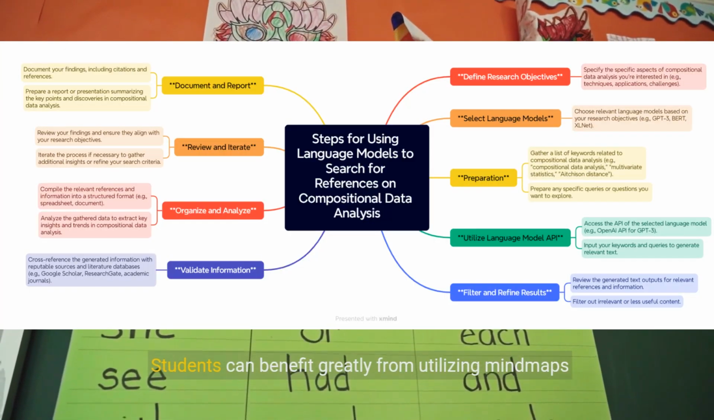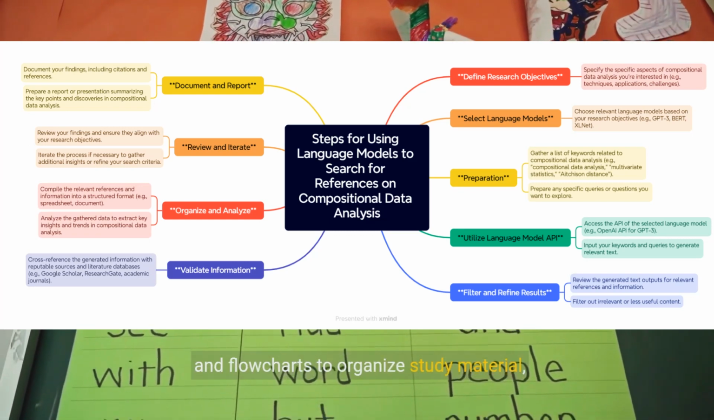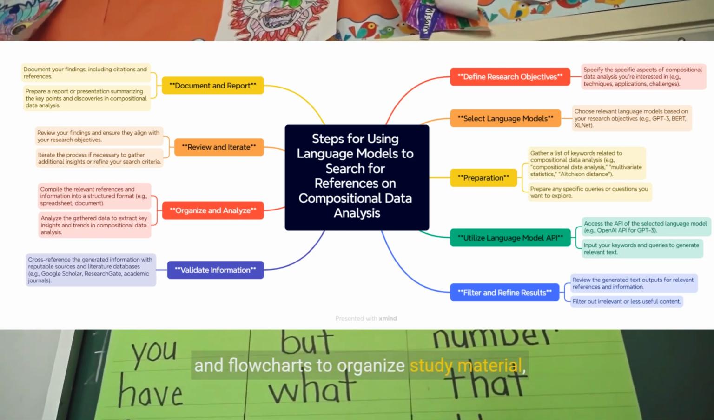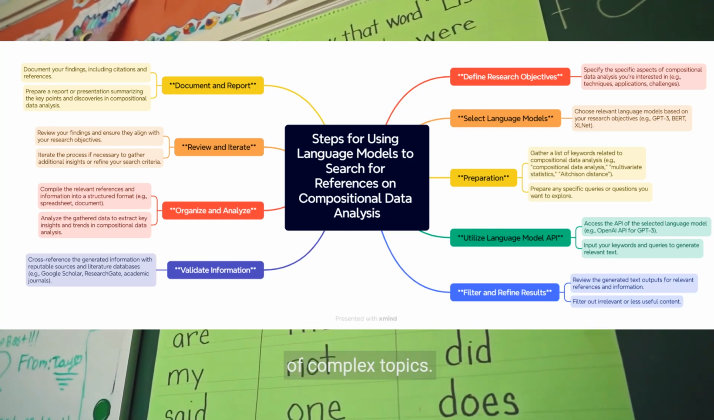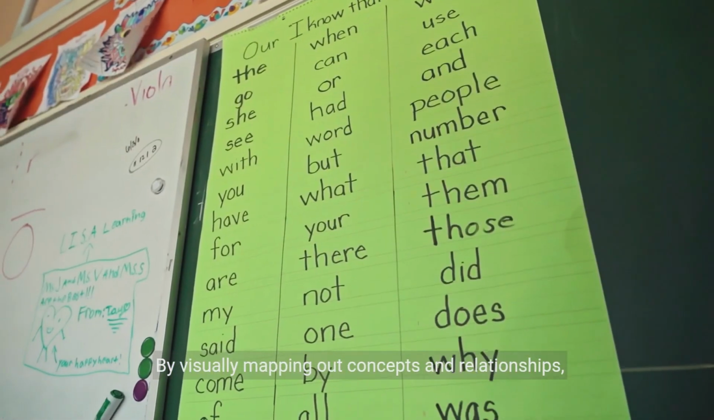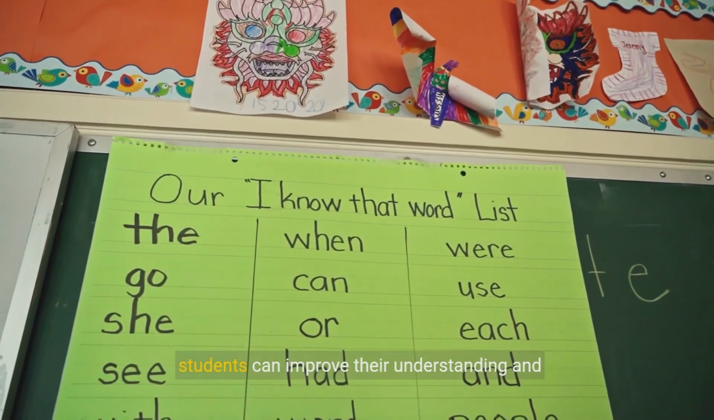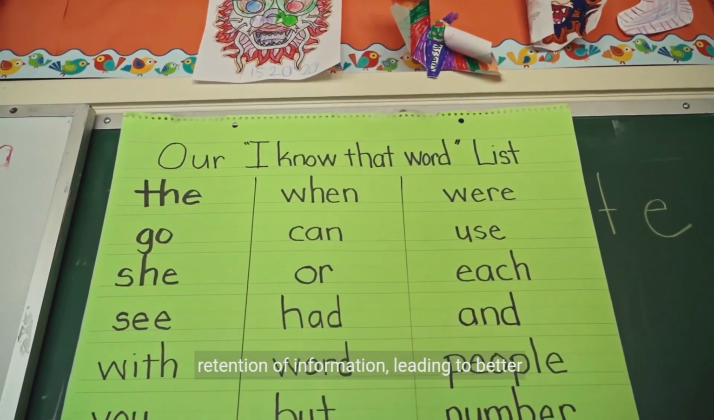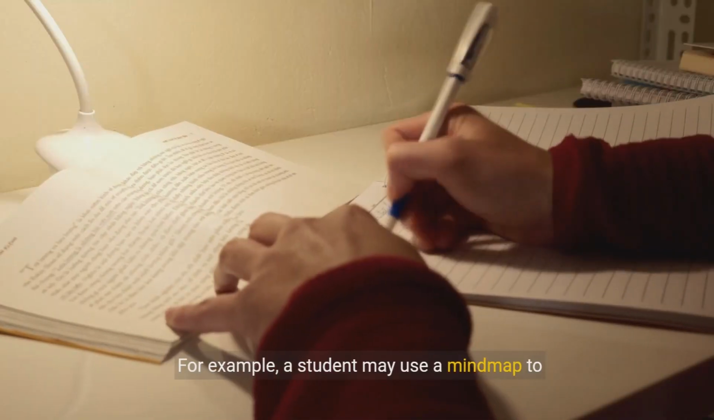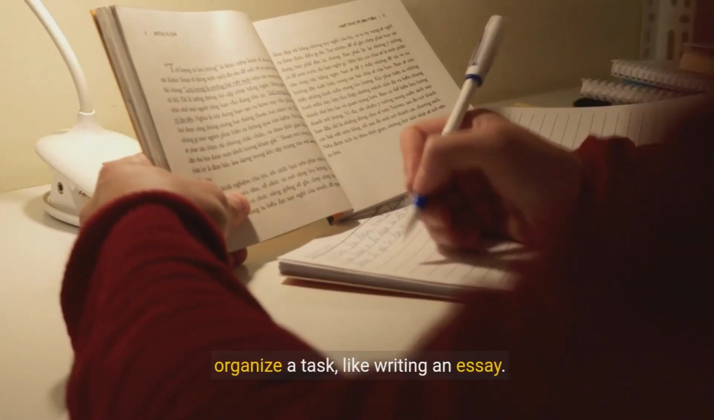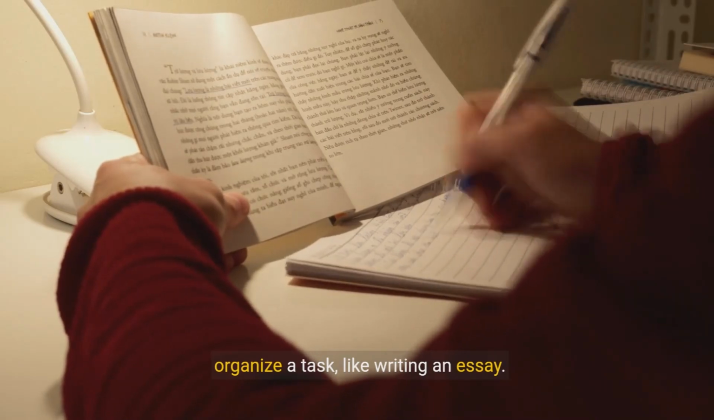Students can benefit greatly from utilizing mind maps and flowcharts to organize study material, brainstorm essay ideas, and create visual summaries of complex topics. By visually mapping out concepts and relationships, students can improve their understanding and retention of information, leading to better academic performance. For example, a student may use a mind map to organize a task, like writing an essay.